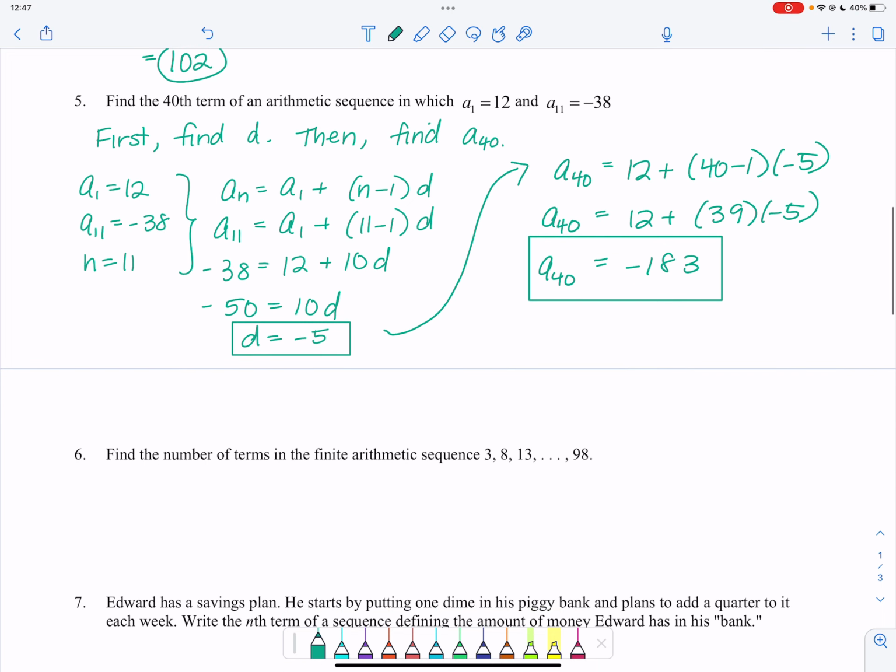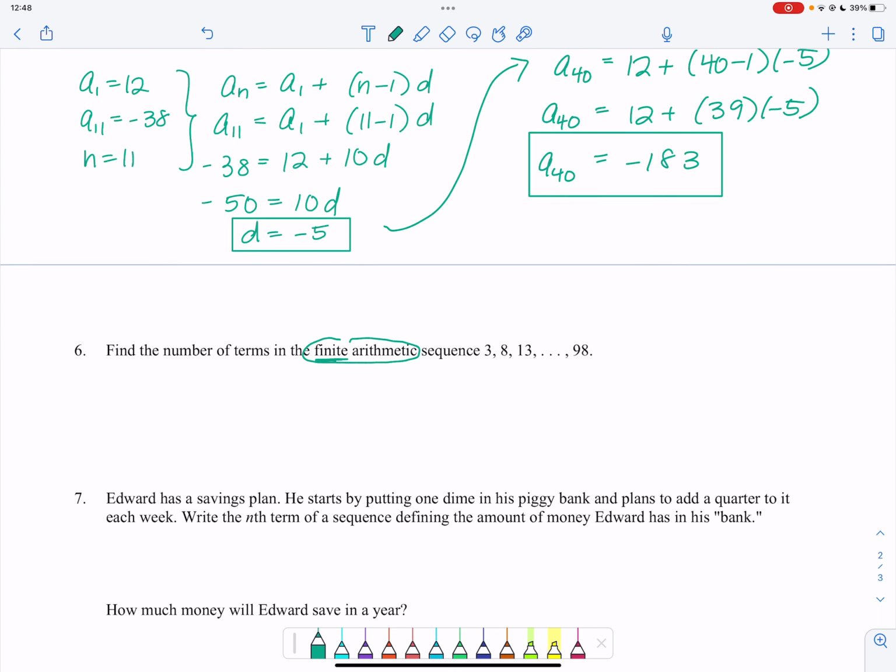Now, let's find the number of terms in the finite arithmetic sequence. If we have a finite sequence, we have a countable number of terms. Let's see what they've given us. They've given us that a sub 1 is 3. We also know that d is equal to 5. And that last term is 98, but we need to find n.